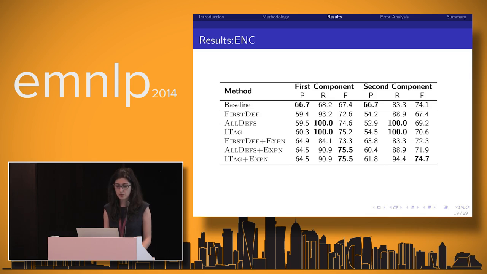And here's the result for English noun compounds. So the baseline is, for the baseline, we look at the multi-word expression, and if there is an idiomatic tag for that multi-word expression, this means that we consider that multi-word expression as fully non-compositional. And if we cannot find any idiomatic tag for that multi-word expression, we consider it fully compositional. So this is the baseline.